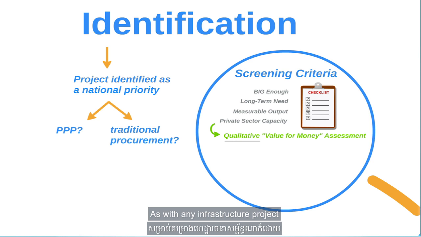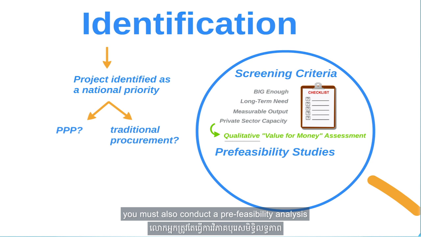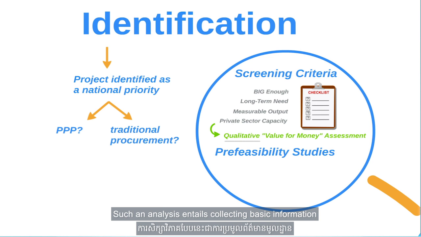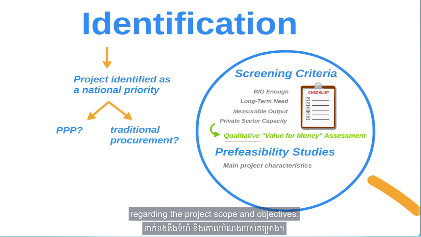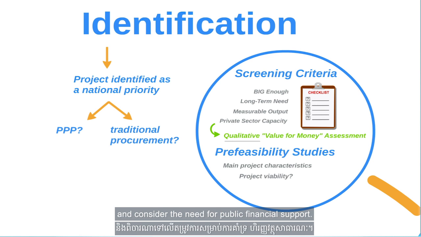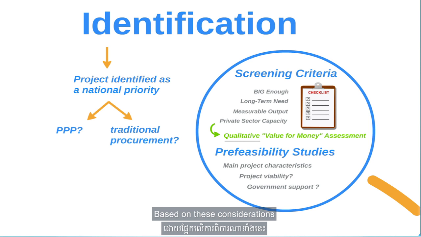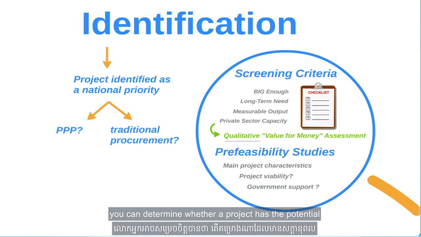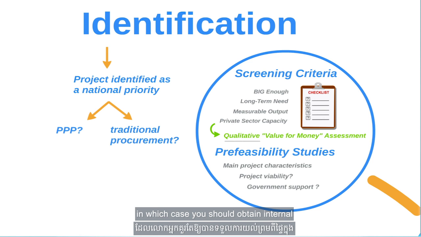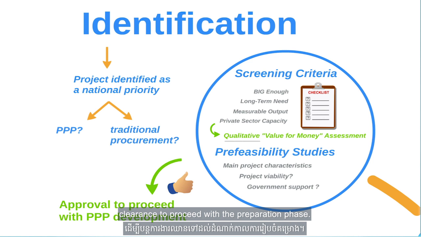As with any infrastructure project, you must also conduct a pre-feasibility analysis in the identification phase. Such an analysis entails collecting basic information regarding the project's scope and objectives. You should also assess the degree of technical, legal, and financial viability of the project and consider the need for public financial support. Based on these considerations, you can determine whether a project has the potential to be developed as a PPP, in which case you should obtain internal clearance to proceed with the preparation phase.